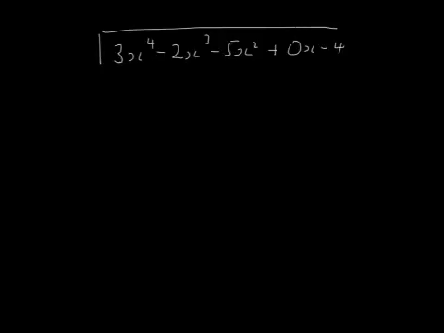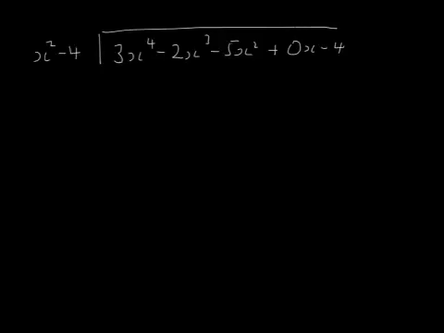Here's the C3 paper from June 2013. Question 1 is an algebraic long division, and I do think it helps to write that there's 0x here, because then things will line up better. You need to divide that by x squared minus 4.